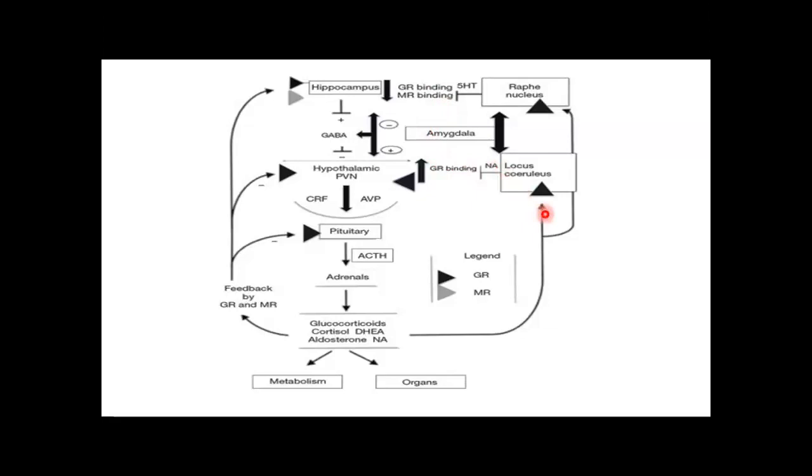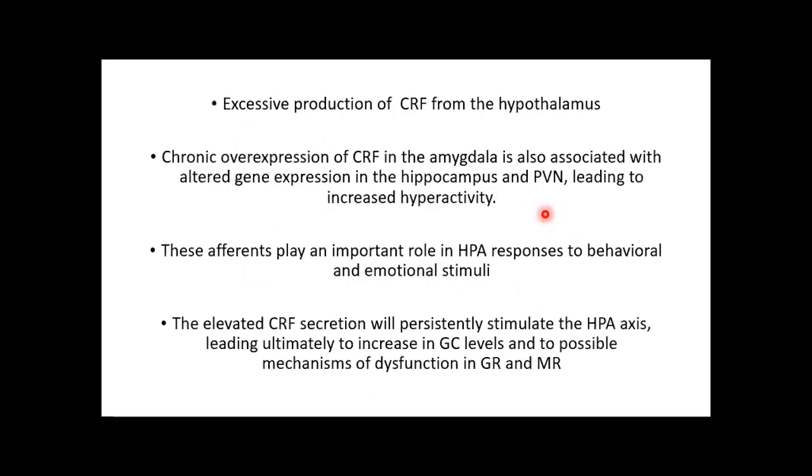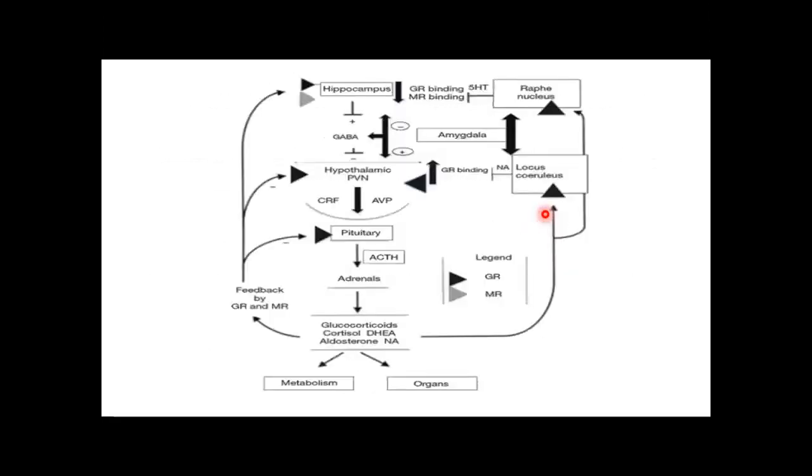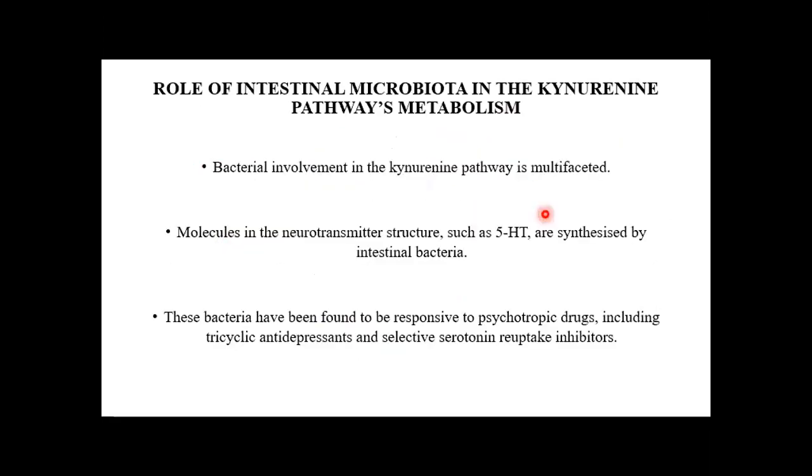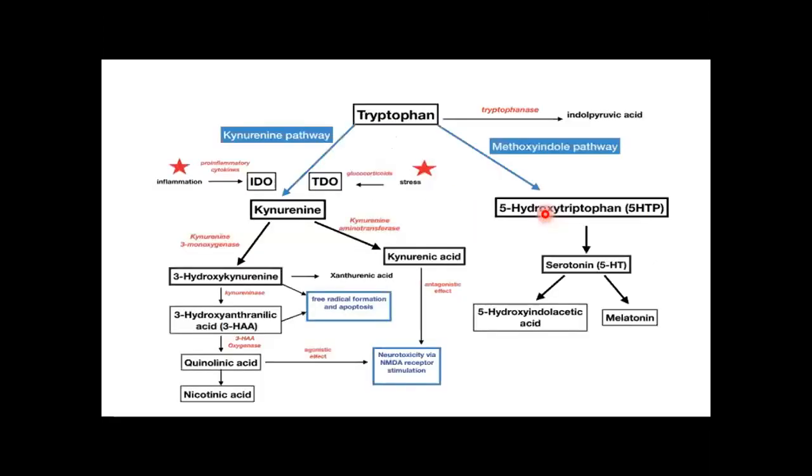Tryptophan is a precursor of serotonin, and as I have explained, serotonin plays a major role in anxiety disorder. About 90% of the tryptophan is converted into kynurenine, which is further converted into kynurenic acid and quinolinic acid. This process occurs with the help of the enzymes IDO and TDO, which I have mentioned before: indoleamine 2,3-dioxygenase and tryptophan 2,3-dioxygenase.